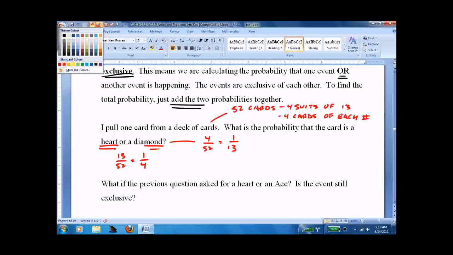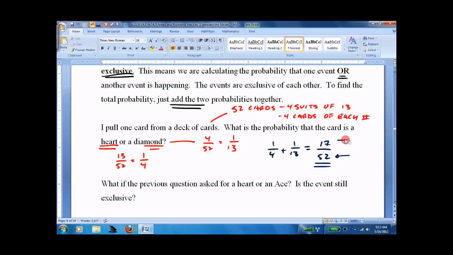Take the two and add them together. Get 17 out of 52, which makes sense. That's how many cards there are in the deck on the bottom, and that's how many hearts or diamonds there are on the top. It's almost a 1 out of 3 chance.